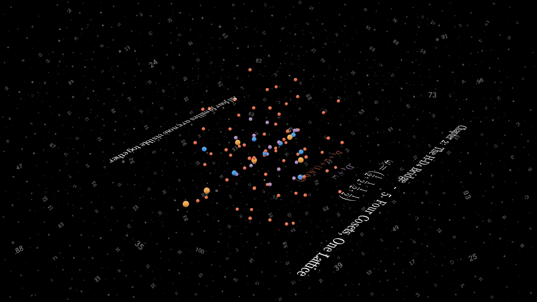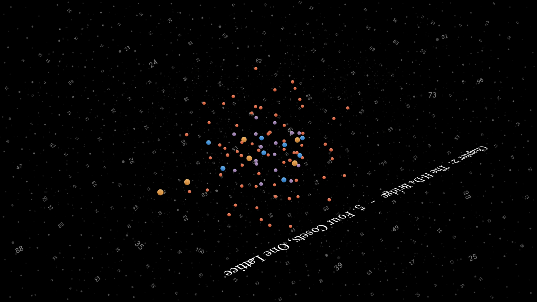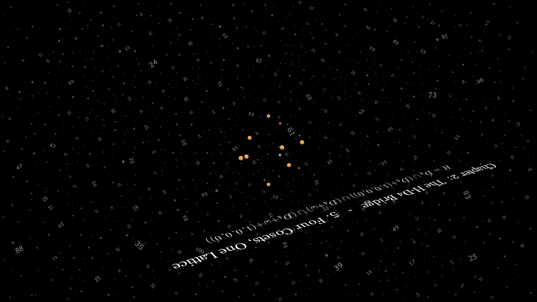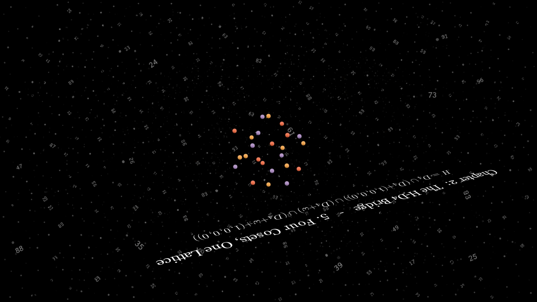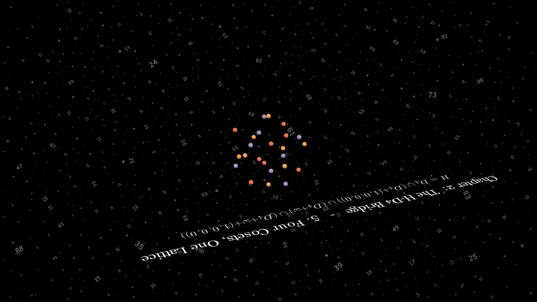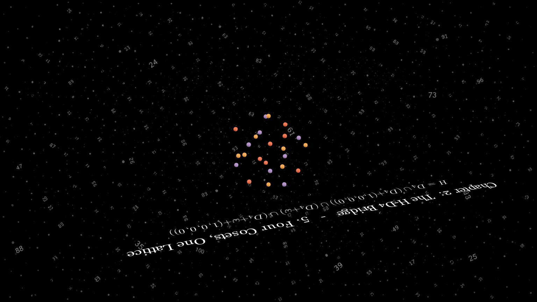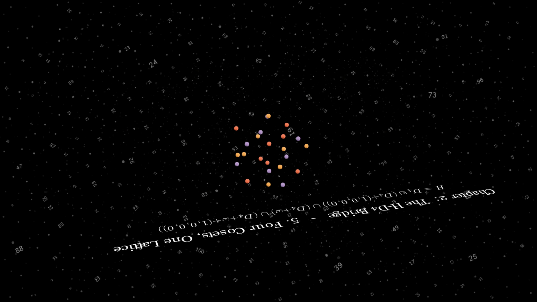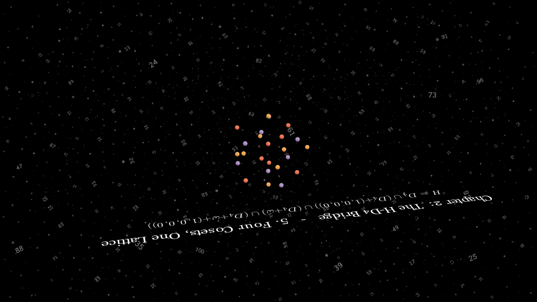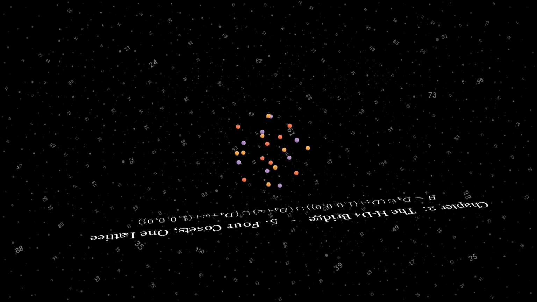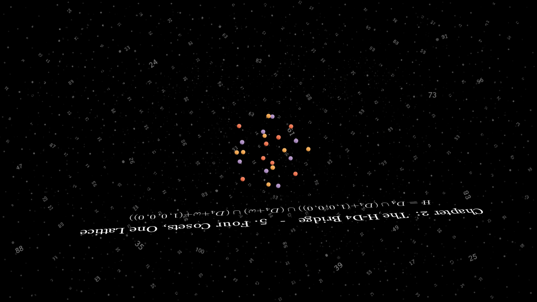Let us make that structure explicit. The first coset is simply D4. These are the integer vectors whose coordinate sum is even. The second is obtained by translating D4 by an odd integer vector. For example, D4 plus (1, 0, 0, 0). Every vector in this translated set has odd coordinate sum. Together, these two cosets contain all integer points.